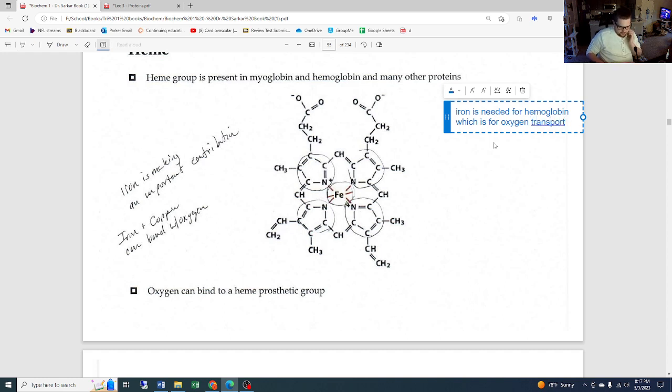That's why somebody with anemia, for example, one of the causes of anemia can be an iron deficiency anemia, and that person will be pale and not have good oxygen. They'll feel weak because their body's not getting the oxygen that it needs.